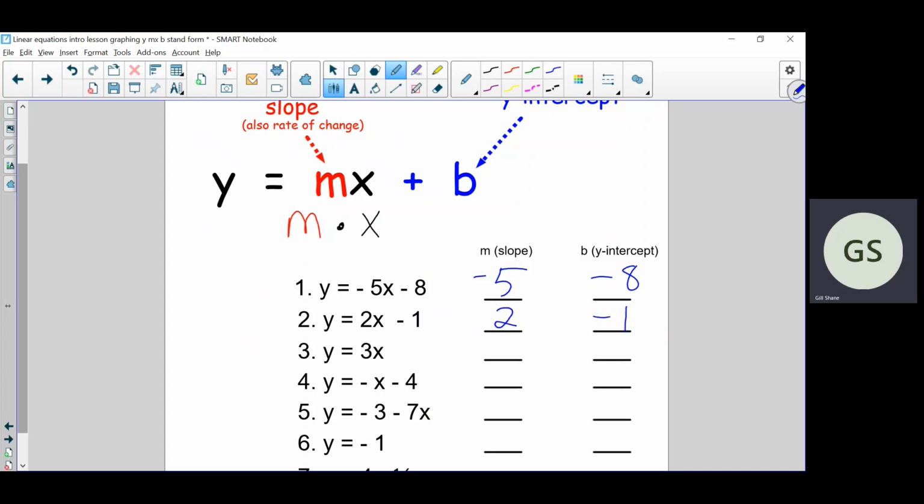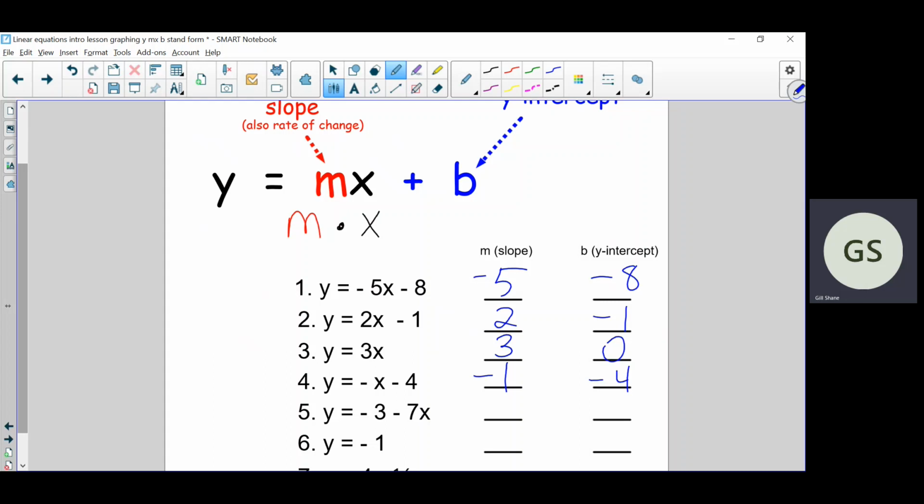2 and -1. 2 and -1. Next one. 3 and 0. So again, if we don't see 2 terms, one of them has to be a 0. We don't see 2 terms there. You just got to figure out which one is the 0. -1. Next one. -4. If there's not a number in front of the X, then there's a 1 there. -4.